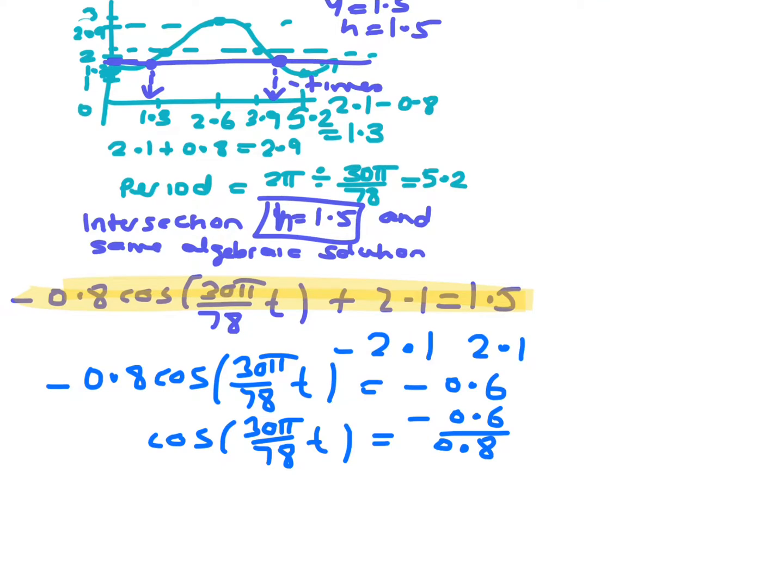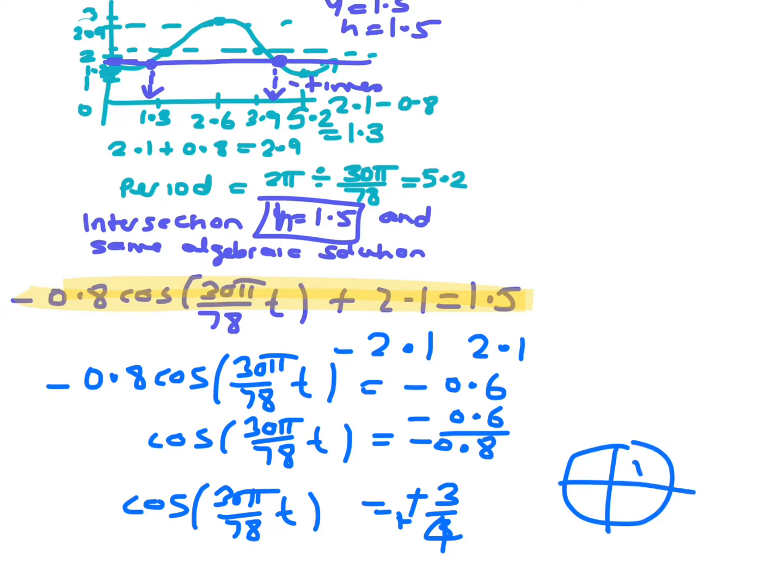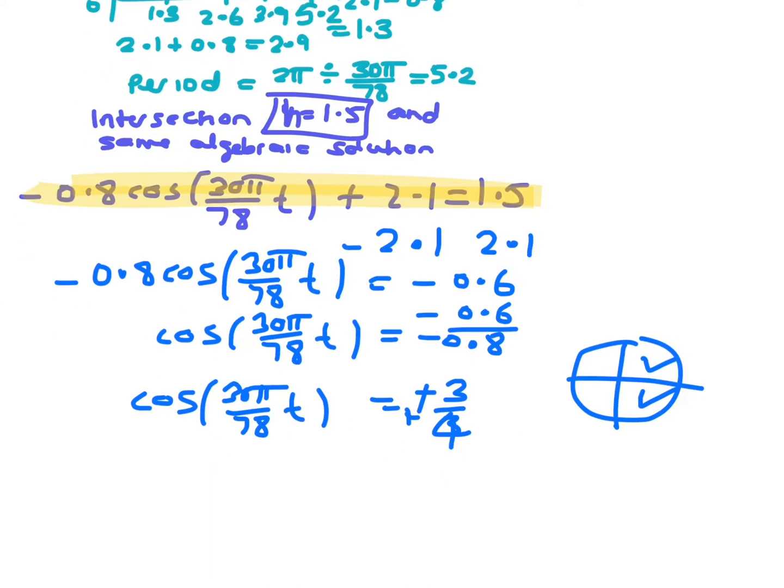0.8. And that will equal -3/4, or actually plus 3/4, because it's minus 0.8. So that's going to make a minus, and a minus is a plus. Okay, so if we look at what quadrants this actually happens in, where is cos positive? That's in 1 and 2.